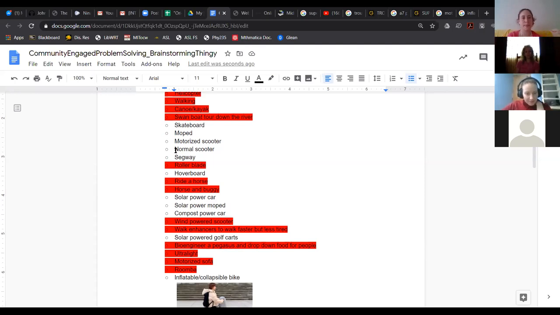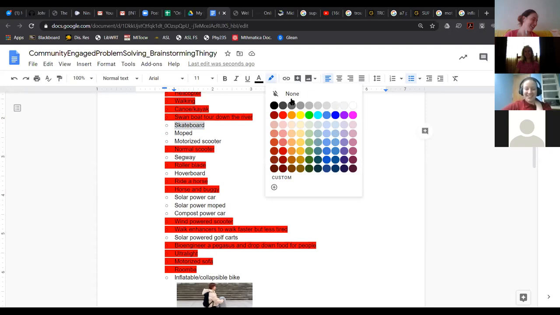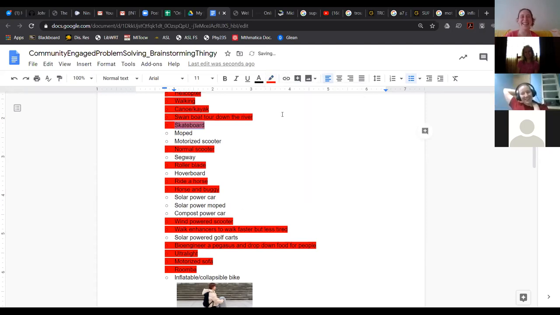Okay. So you have three: motorized scooter, normal scooter, and a Segway. You might want to just narrow that down to one. Let's get rid of the regular scooter because that would take too much work. And I think we should get rid of skateboard also because that would also be a lot of work. Can you imagine somebody dressed up in business clothes on a skateboard going down the road?